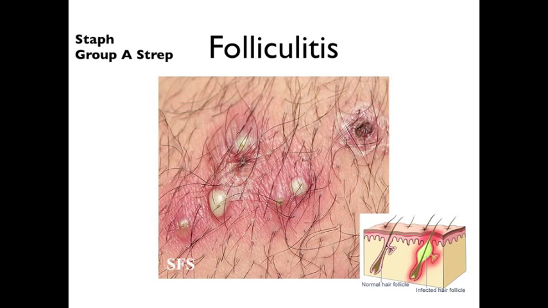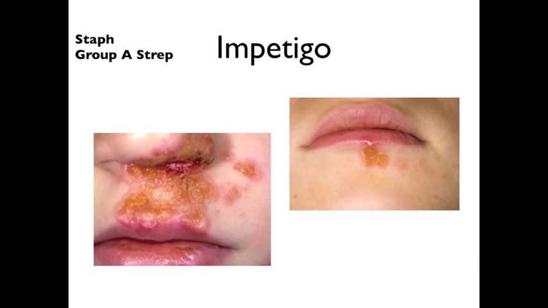All right, folliculitis. This is just an infected hair follicle. You can see a picture here. This is again staph and group A strep. Impetigo, same staph and strep, and this has that yellow honey crusts that is the classic finding.